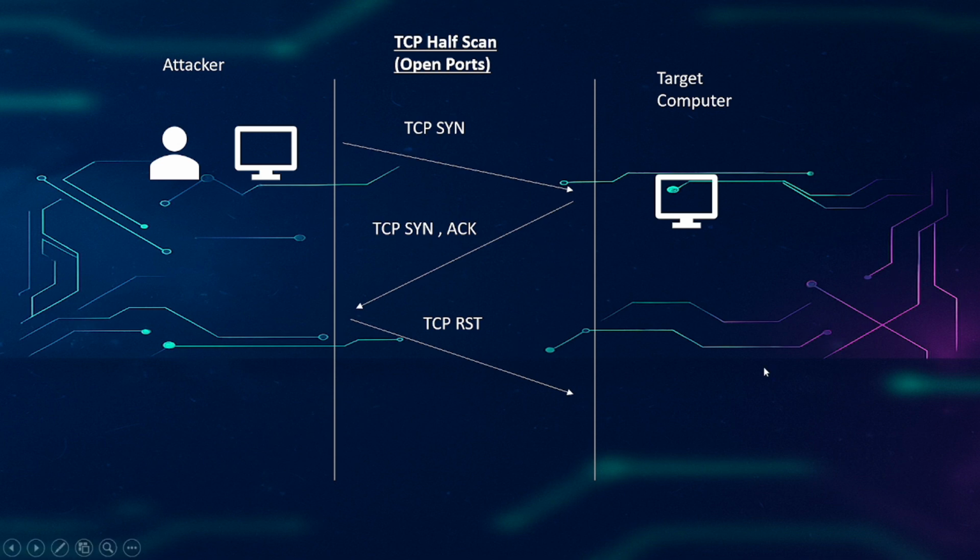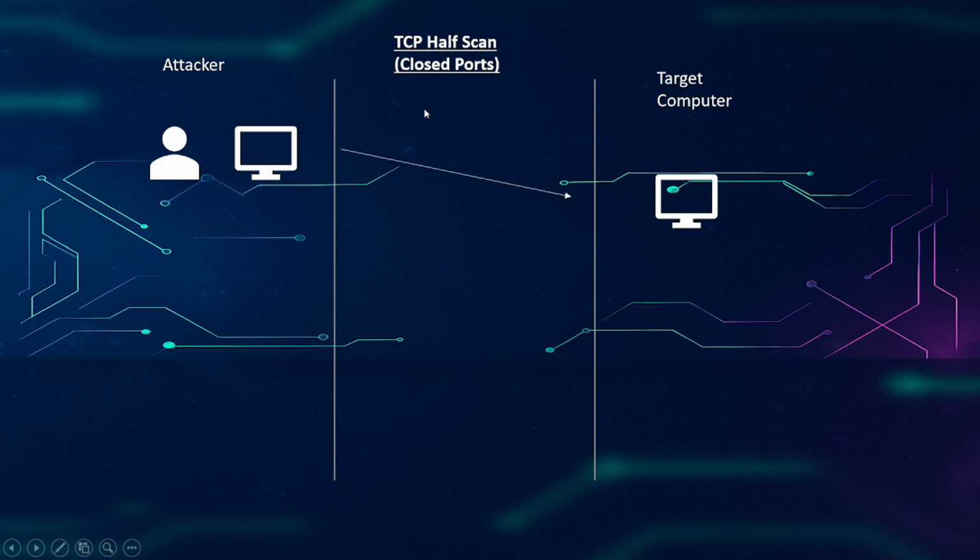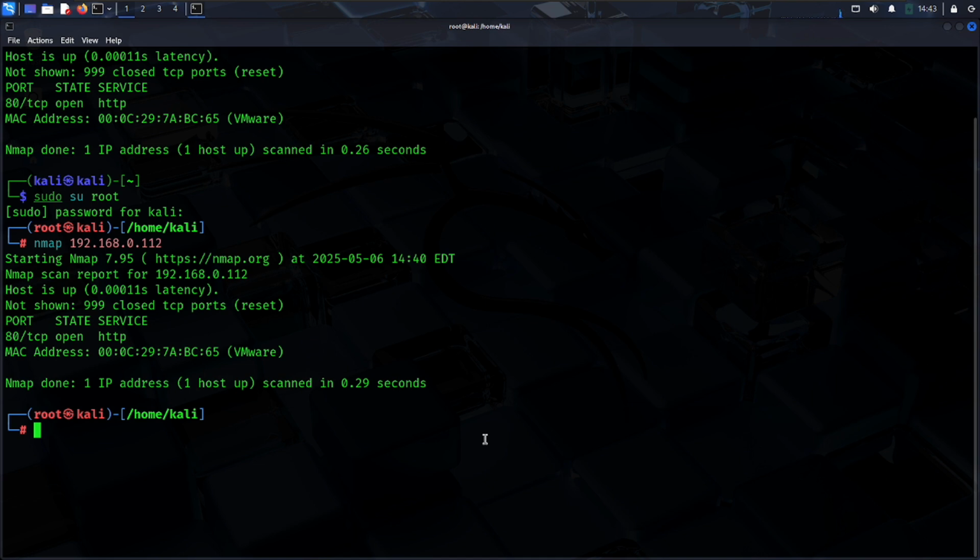But how does it react to closed ports? The reaction to closed ports does not change at all, to be frank. There is a TCP SYN packet that goes to the target computer, and then the target computer responds with a reset flag and an acknowledgement flag, indicating that I received your SYN flagged packet, but there are no ports open here, so I would like to reset the connection. So that, my friends, was the difference between the TCP full scan and a TCP half scan.